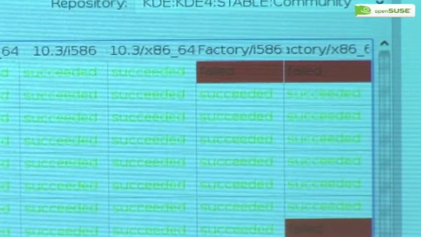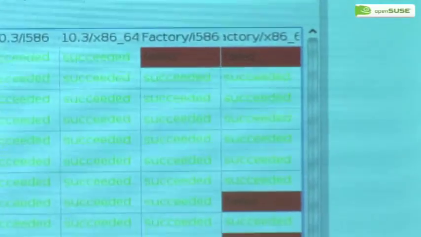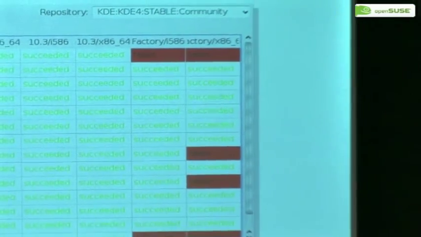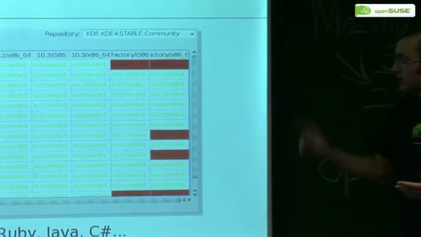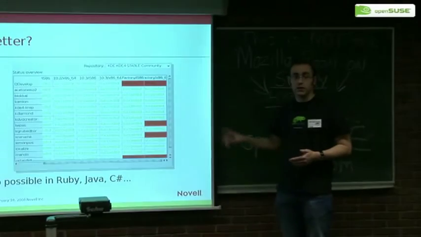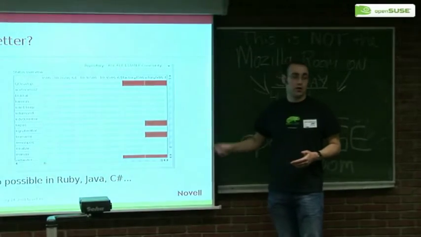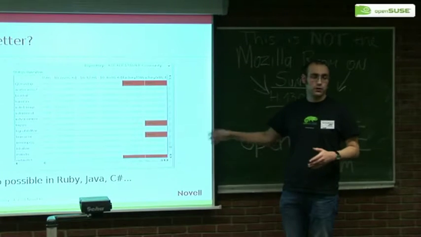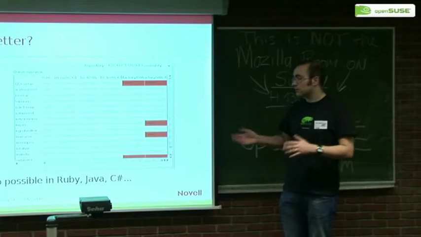And the interesting thing is that KDE4, even though it's a very new release, we already have pretty much complete bindings in Ruby and in C#, as well as for Python. And when it comes to pure Qt, we also have Java bindings. KDE4 Java bindings not there yet, that's a mistake.